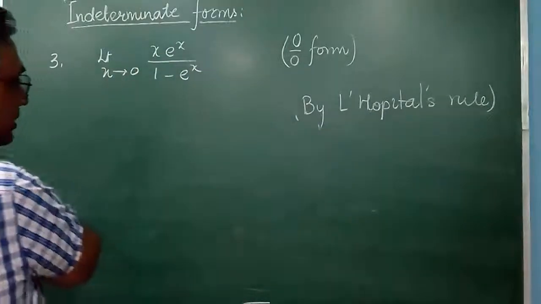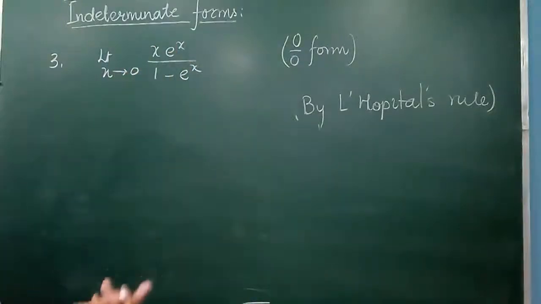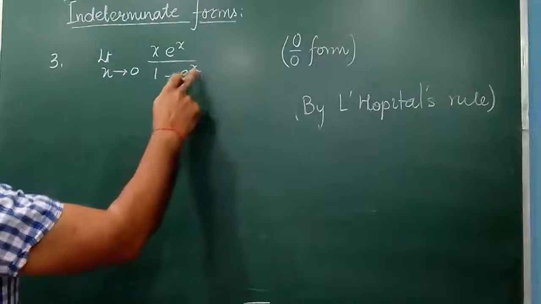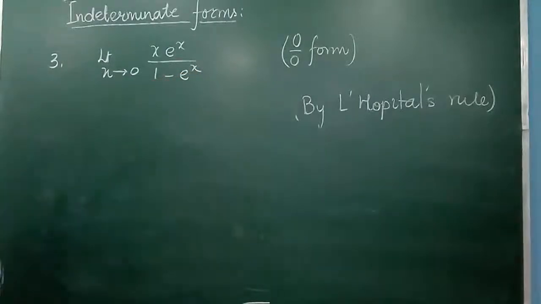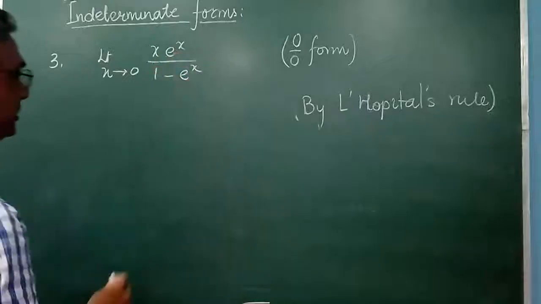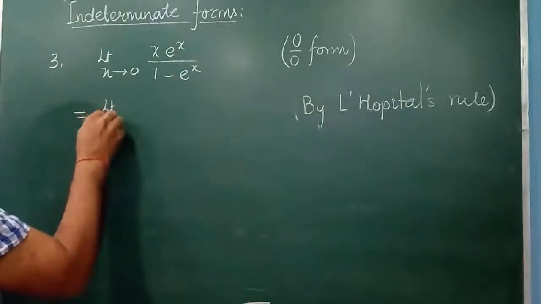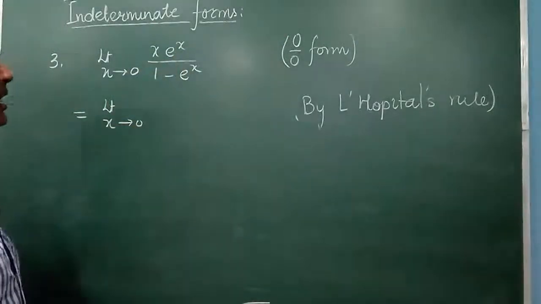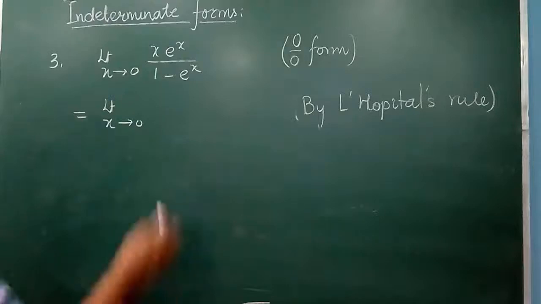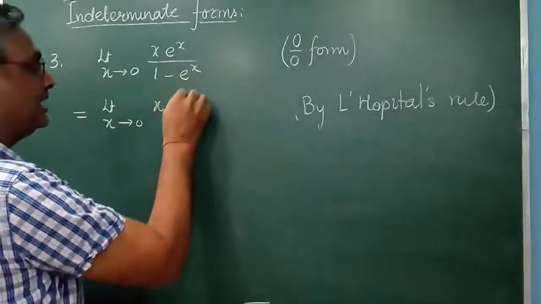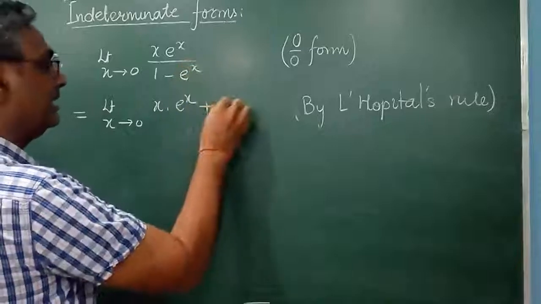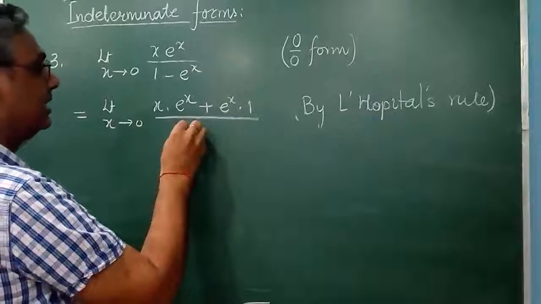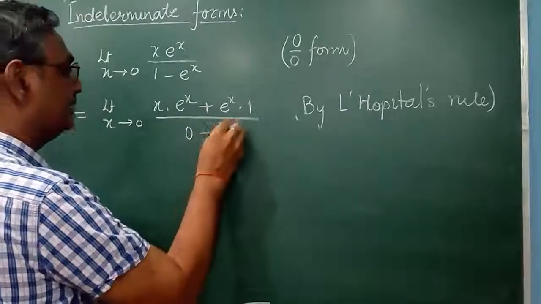Now if I put 0 here, e to power 0 is 1, 1 into 0 is 0, and 1 minus e to power 0, which is 1 minus 1, is also 0. So it is 0 by 0 form. So here, as x tends to 0, we have to differentiate the numerator. Just use the product rule. So x times the differentiation of e to power x, which is e to power x, plus e to power x times the differentiation of x, which is 1. And the denominator's differentiation is 0 minus e to power x.